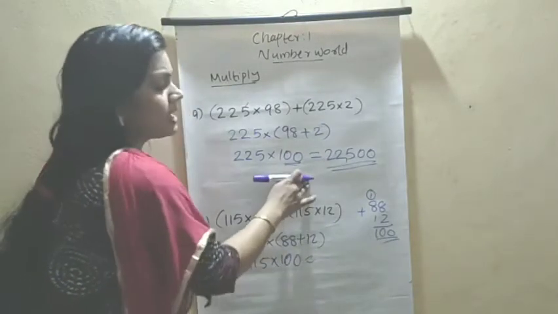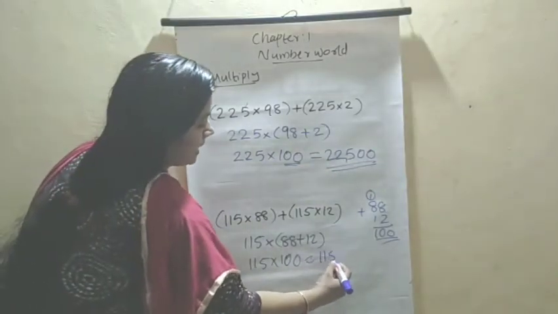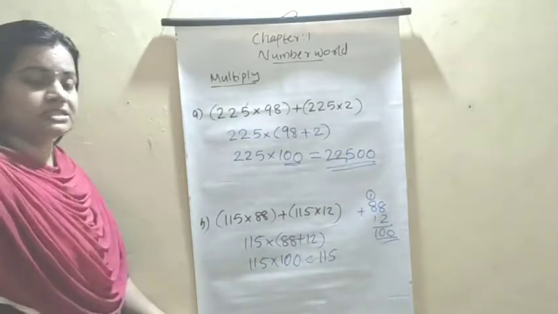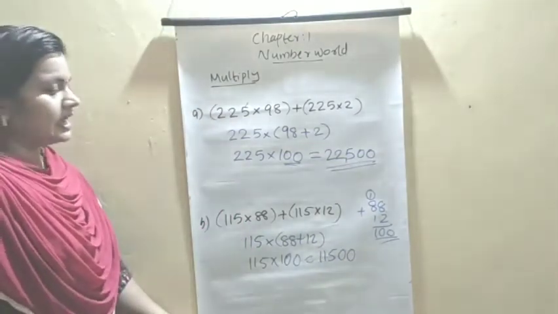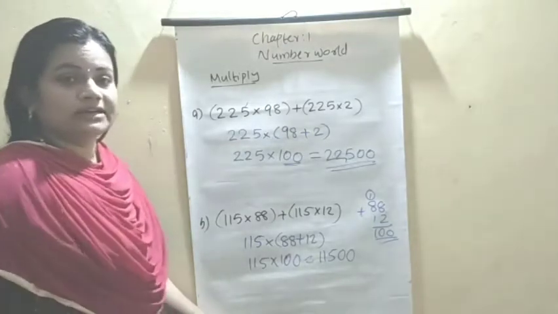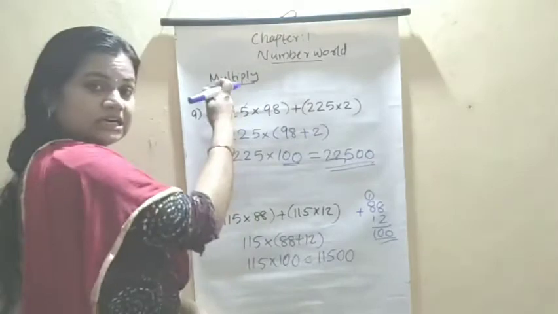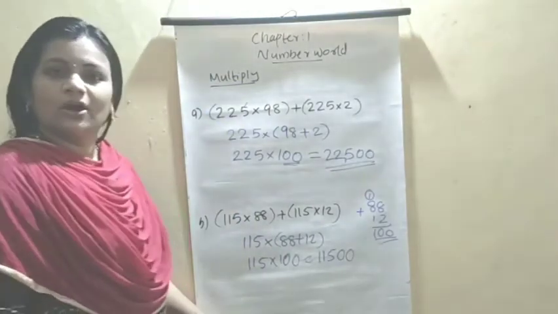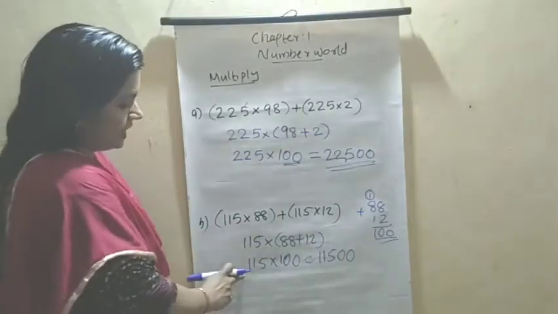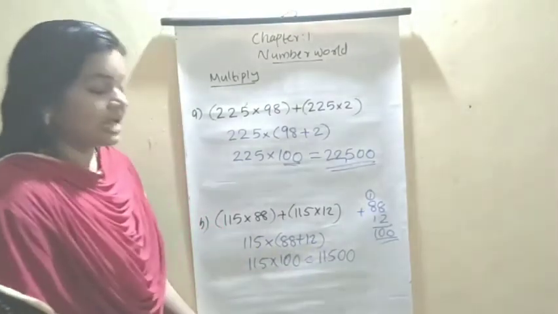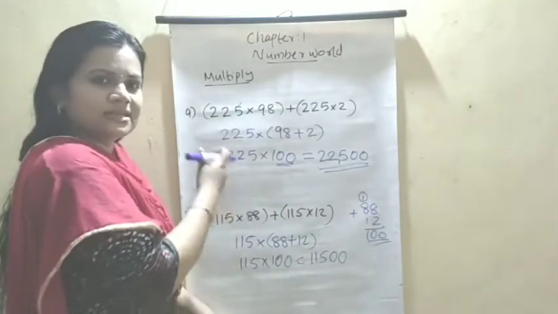Then same as above. How to do this? First of all, we write 115, then put how many zeros? 2 zeros. Okay, some word problems are given in your textbook. Those problems we solve using this method. Then again 115 into 100. What is the answer? 11,500. Understood this? It is simple.